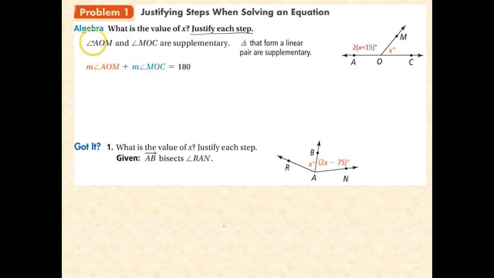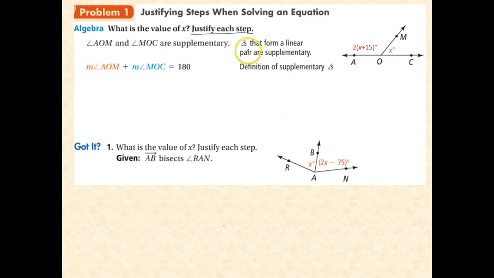Now I want you to notice the difference between these notations. This notation is talking about the angle itself, the two rays with the common endpoint. We're talking about an angle when we see this. So this is talking about a geometric figure. When we put the little m in front, now this is the measure of angle AOM. This is a number. This is no longer a figure. We're talking about the value that represents the size of that angle. So the measure of AOM plus the measure of MOC is 180. These are two numbers that we're adding together. And we can say that because that's the definition of a supplementary angle. It's two angles that add up to 180 degrees.